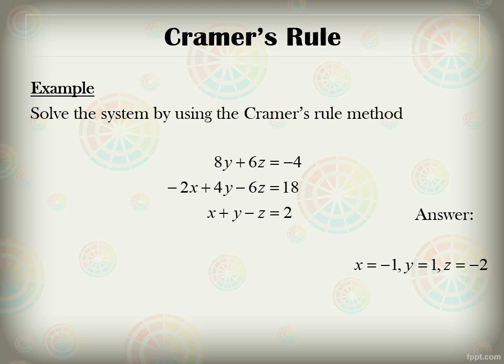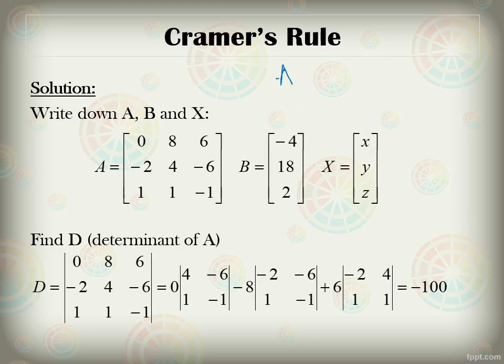So same process, write it in matrix form. When you write in matrix form AX equal to B, then you can directly determine what is your matrix A, what is your matrix X, and what is your matrix B. So next, find the determinant for matrix A that we denote as D.